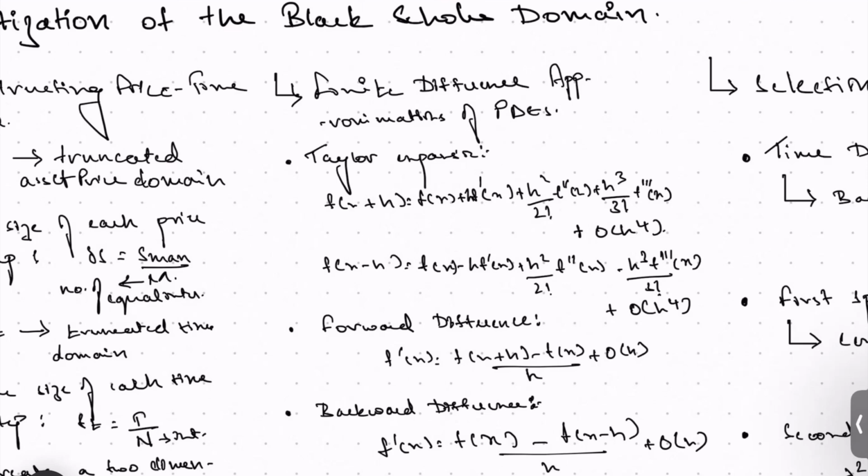Now, f of x minus h is equal to f of x minus h into the first order derivative of f of x plus h squared by 2 factorial into the second order derivative of f of x minus h cubed by 3 factorial into the third order derivative of f of x plus big O of h to the power of 4. By rearranging these expansions, we can derive approximations for the first and second derivatives with varying orders of accuracy.